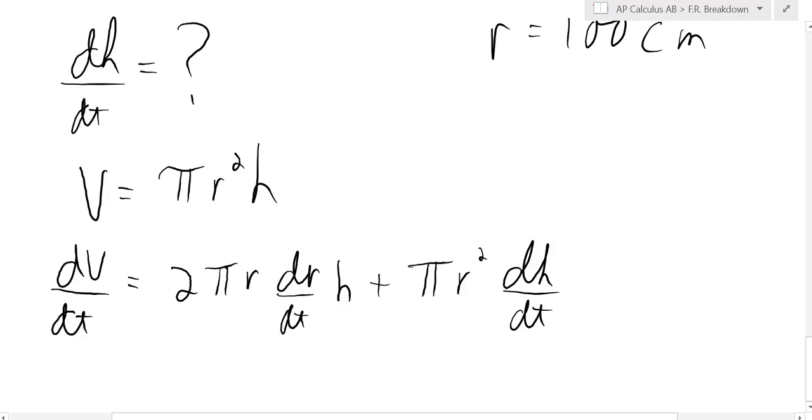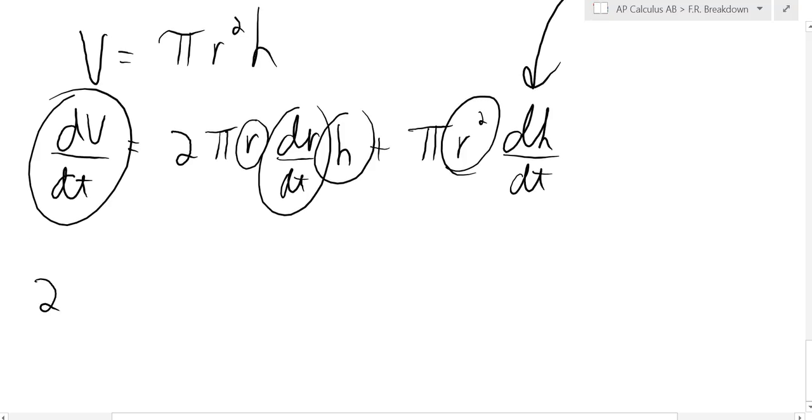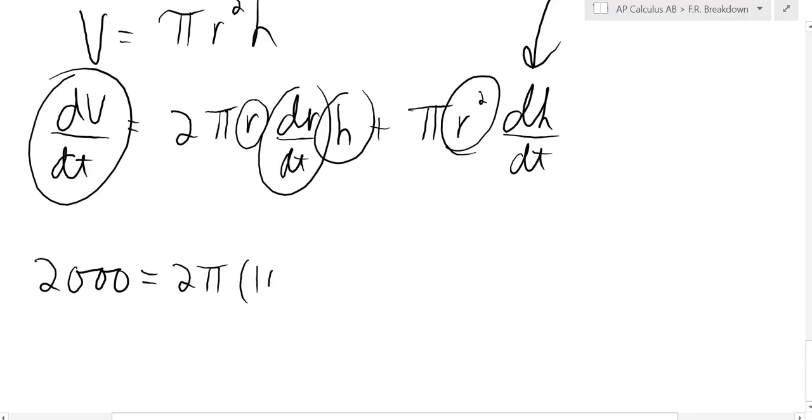The whole point of that is getting us an equation with a variable we want to know. We want to know what dH/dt is. So this is what we're looking for right here, which means we need to know what r is, what h is. So we need dr/dt, we need r, and we need dV/dt. We've got to find all those other variables. And they gave them all to us, right? We know dV/dt is 2,000. We know r, they told us, is 100 centimeters at this point in time.